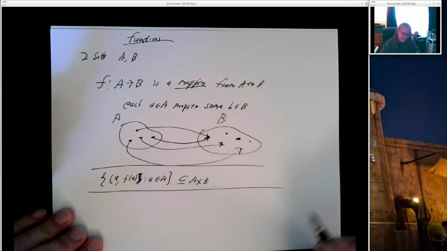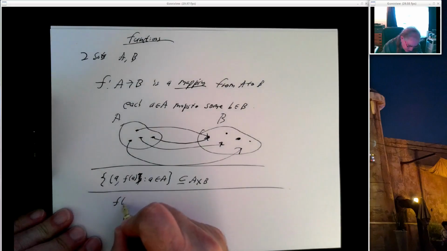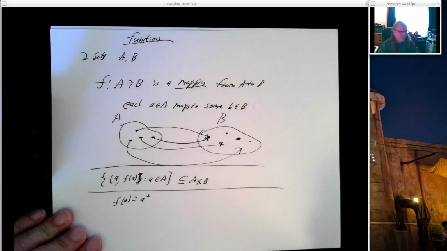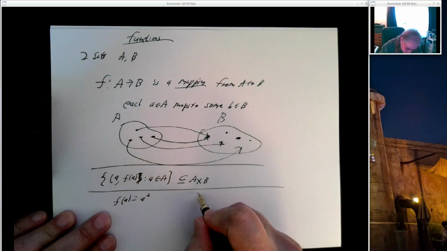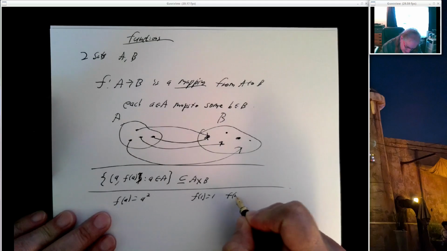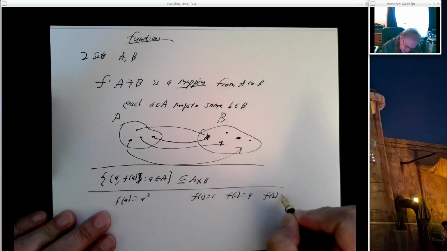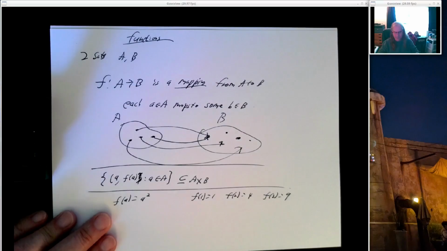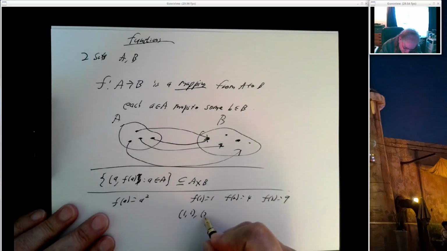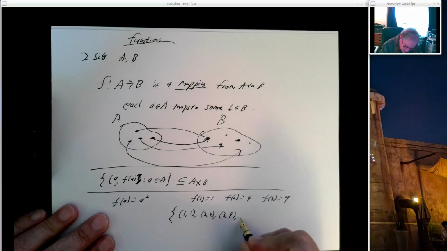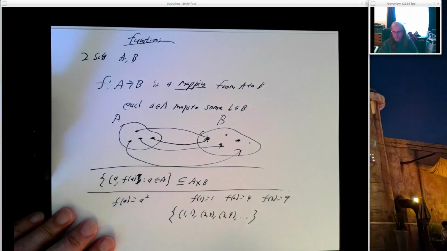Alright, so how do we specify functions? Well, we can write an equation, for example, f of a equals a squared. We could make a table: f of 1 equals 1, f of 2 equals 4, f of 3 equals 9. Or we could write this set of tuples. We could say (1, 1), (2, 4), (3, 9), and we could make a set of all these tuples, and if we want to know what f of 2 was, we just find a tuple with 2 in the first position. Second position is f of 2.